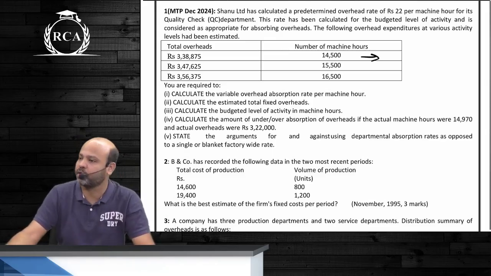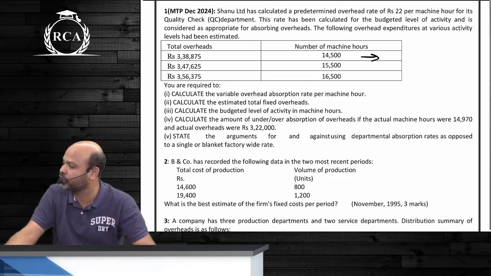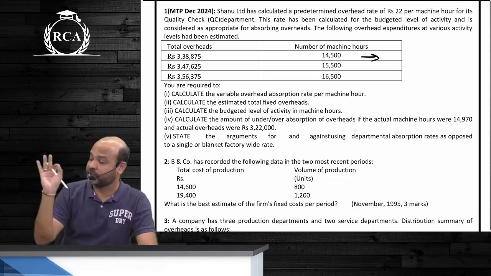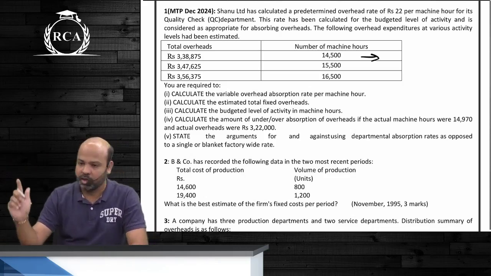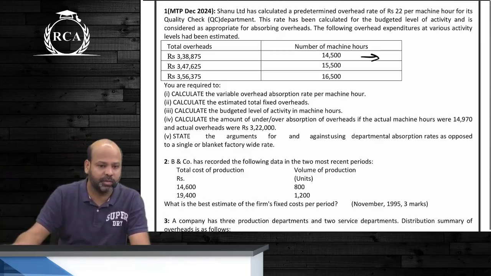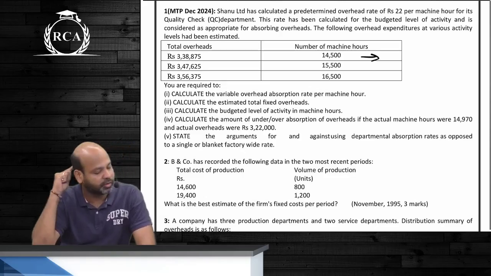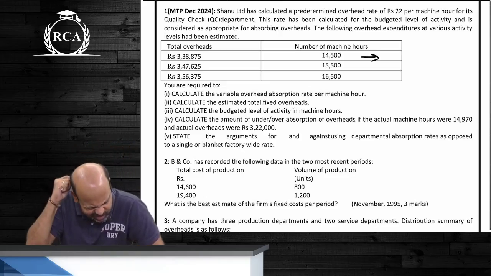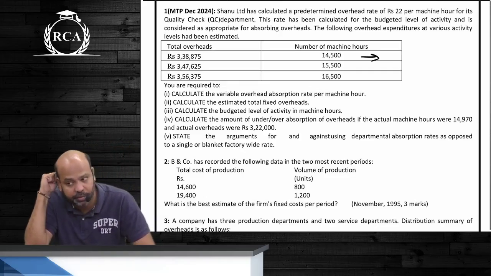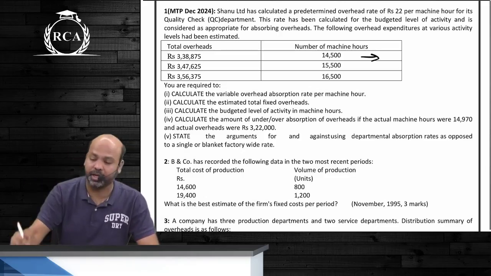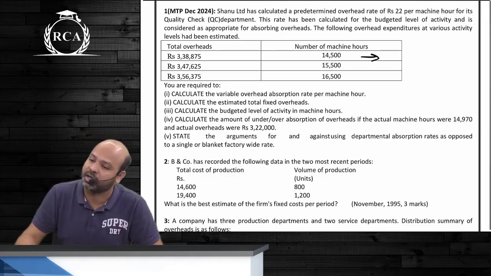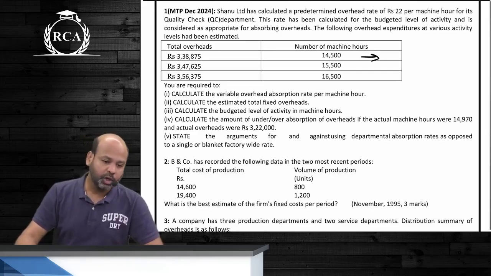In that 23.375, how much is your variable portion? Variable rate per machine hour will never change. Are we clear? You remove that, remaining amount will be fixed. You compute your total rate per hour guys at 15,500 hours. What will be the answer? 22 point. You will write 3,47,625 divided by 15,500 hours. 22 point.